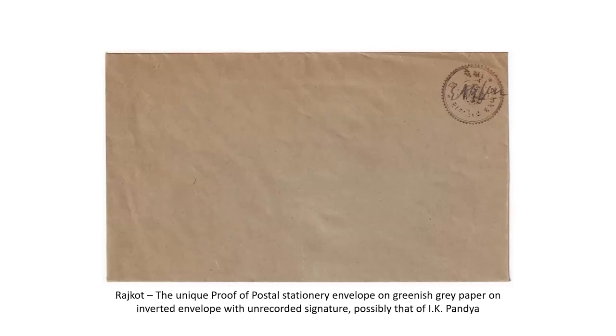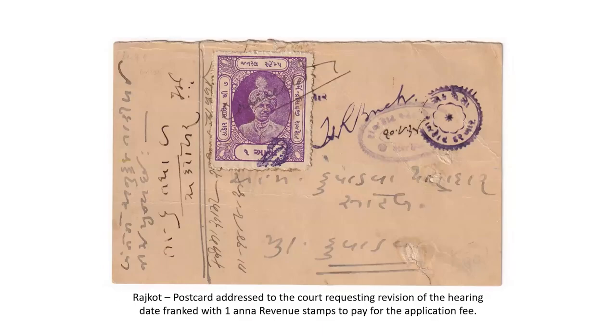And again, as a security marking, all Rajkot postal stationery was initialed by the magistrate of that time. So there are a bunch of different signatures based on the different periods. This particular signature, it's possible that it's of a magistrate named I.K. Pandya, but it's the only known example. Now, here we have a Rajkot postcard.